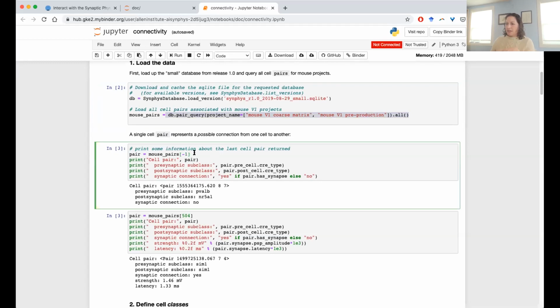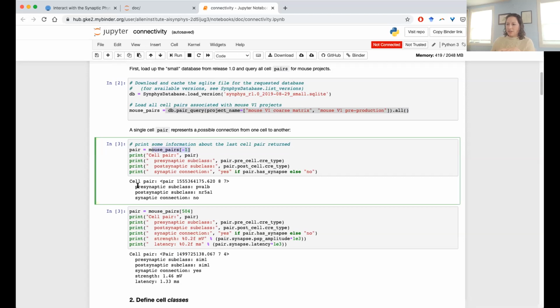And if we pulled out the last pair in that list, we can look at a bunch of information about it. And so here's its unique identifier, the experiment ID, plus the presynaptic cell number and the postsynaptic cell number. In this case, the presynaptic subclass was a parvalbumin cell, and the postsynaptic was this NR5A1 Cre type, which is a layer 4 excitatory type. And there was not a synapse detected between them.